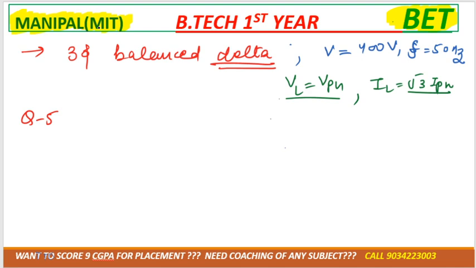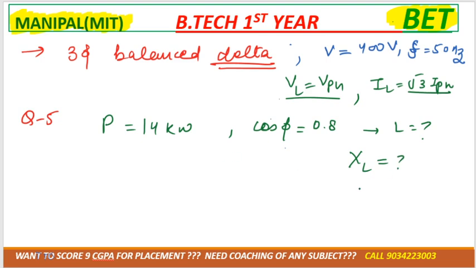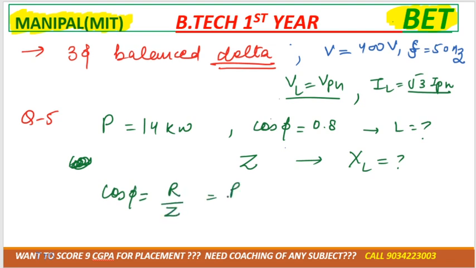So first question, question number 5. They are asking if the load draws an active power of 14 kilowatt. Power is how much? 14 kilowatt. Power factor is given 0.8. Then you need to calculate L. Basically, you need to calculate XL. For XL, you need Z, right? So tell me, if you have cos phi is equal to R by Z, or cos phi is equal to P by S, right? Cos phi you know, P you know. Can you get S?